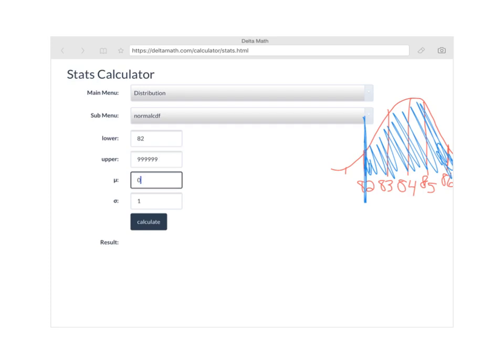My upper, I'm going to do the same thing but positive, so 999,999. My mean is 84. And my sigma is 1. So when I click calculate, this one just says what is the probability, not the percentage. So I just want straight nearest thousandth. So this would be 0.977 to the nearest thousandth, and that's what I would enter.